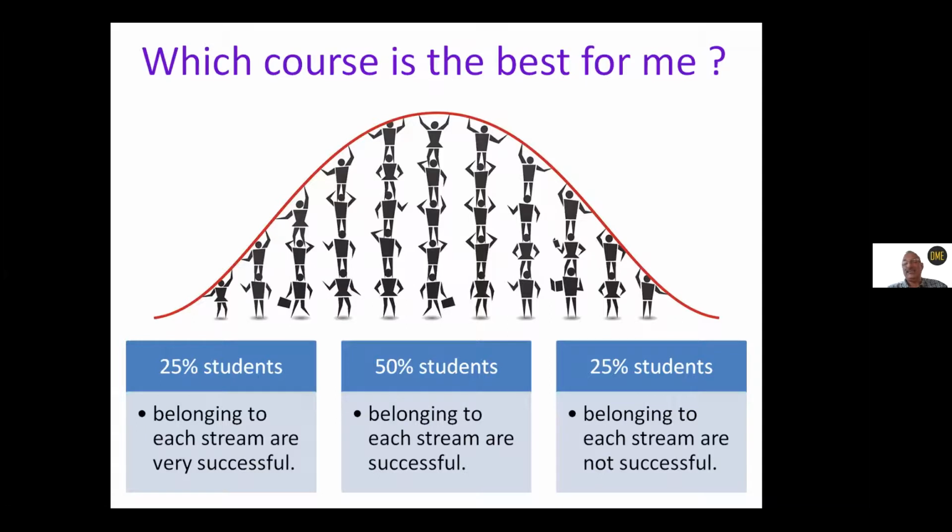Well, on the right hand side, 25% fail. Okay, they fail in any given path of life. And on the left hand side, 25% are highly successful. So with this kind of diagram, I think this is the best way to answer which course is best for you, rather than telling A or B or C, right?